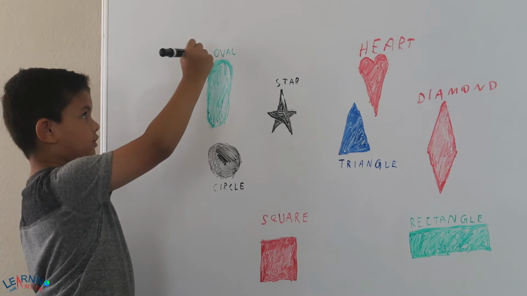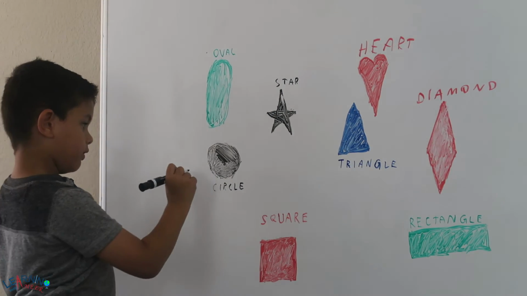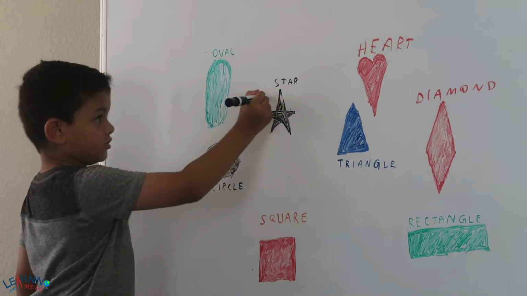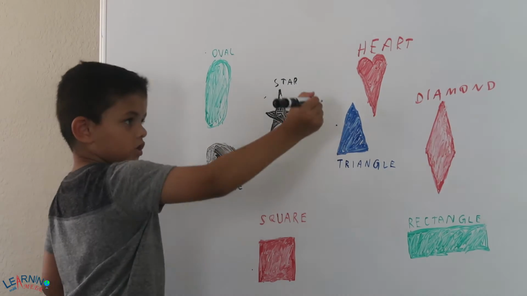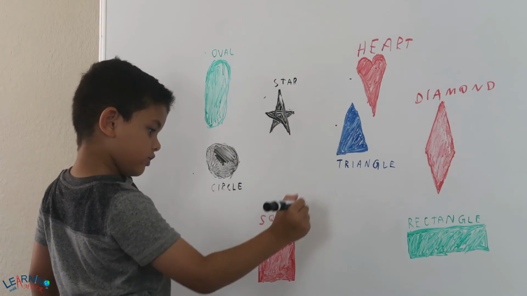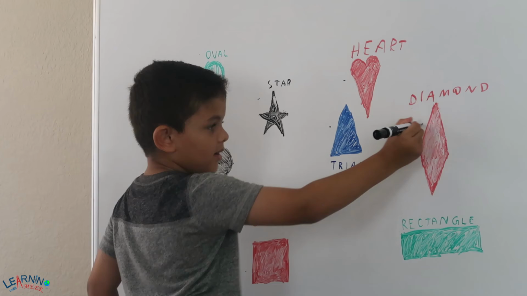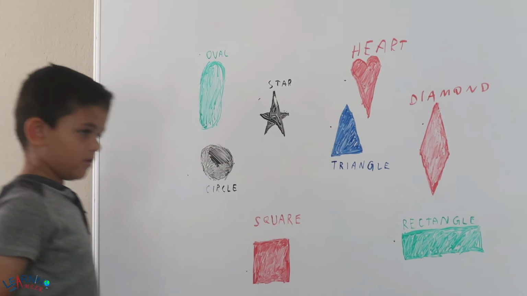Okay. This is oval. This is circle. This is square. This is star. This is triangle. This is heart. Oh, I did it already in the square. This is diamond. This is the rectangle.